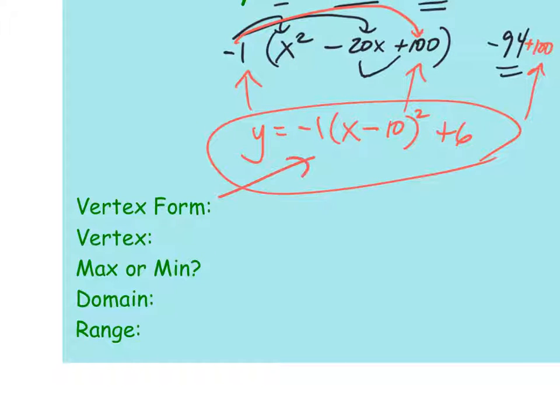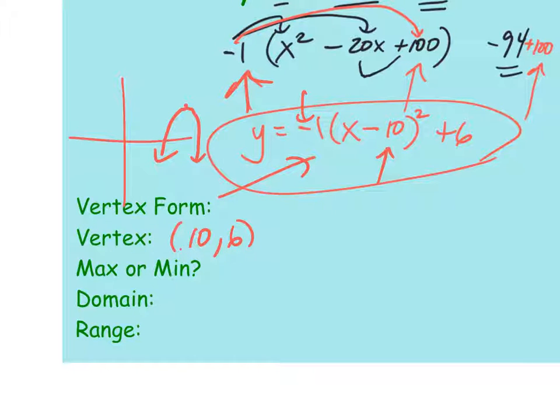Vertex form, well, that's that. Vertex, that's 10 comma 6. Notice I use the opposite of the number I see here because it's on the inside, so you don't trust it. Max or min. I know it's upside down because of this negative here. So if I picture any parabola, well, actually, why not do the exact one? Over 10 and up 6 is a dot like there, and this has a negative in front, which means to me that it's upside down.